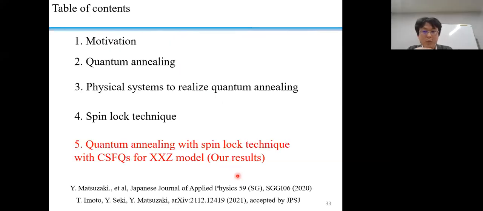Okay, then from now, I'll explain our theoretical results. So we can use spin lock quantum annealing to prepare the ground state of the XXZ model.